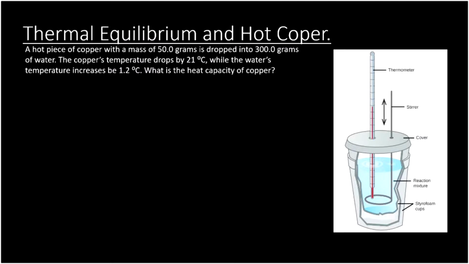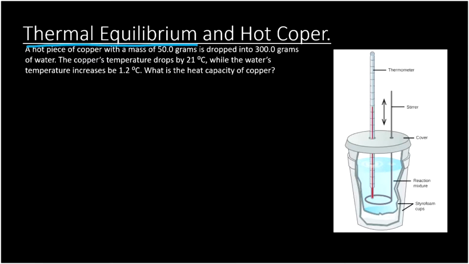Okay, so a hot piece of copper with a mass of 50 grams is dropped into 300 grams of water, and the copper's temperature drops by 21 degrees Celsius, while the water's temperature increases by 1.2 degrees Celsius, and we want to know the heat capacity. How are we going to solve this problem? Well, we're going to use our heat capacity expressions. And here's the key. Here's what we know. And this is why this slide is titled Thermal Equilibrium.